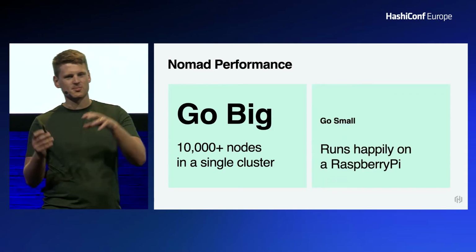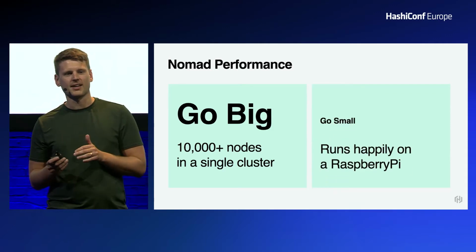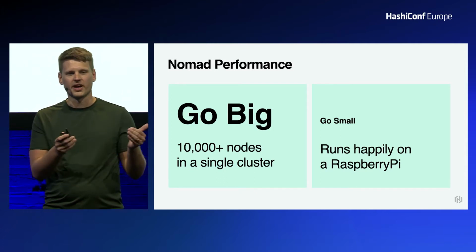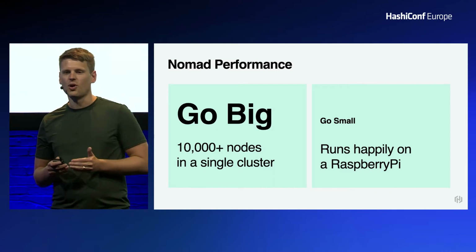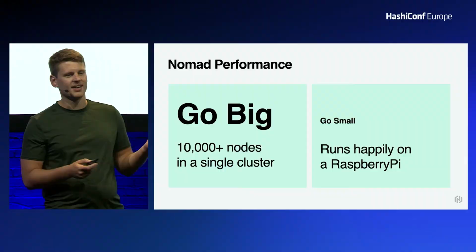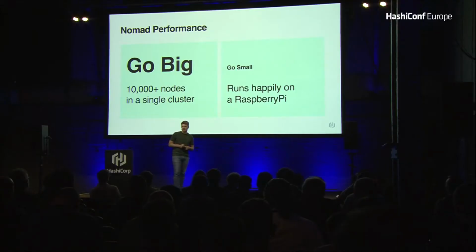But Nomad also goes small. Nomad's performant at the actual process level running on your VM, right? It has low CPU overhead, low memory overhead. And so you're able to stick it on a Raspberry Pi or an IoT device, and it runs happily there. So you could go big with Nomad. You could go small with Nomad. And that performance is something that's just really important to the team.